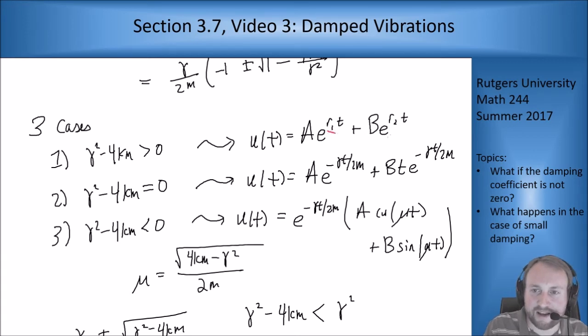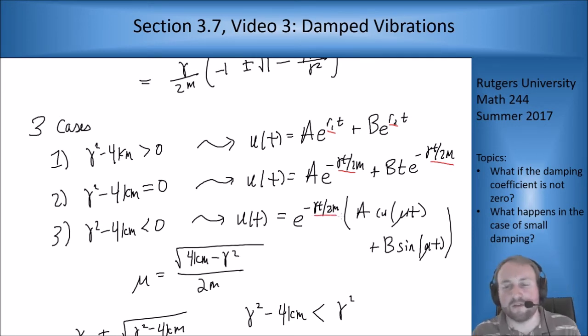So this will be negative, this will be negative, this is negative, this is negative, and this is negative, which means as time goes to infinity, these things are all going to 0 because e to the t goes to 0 faster than t goes to infinity. So everything's going to 0 as time goes to infinity, which is going to be important when we get to section 3.8 and talk about forced vibrations. These are going to be what are called transient solutions because they go away as time goes on.